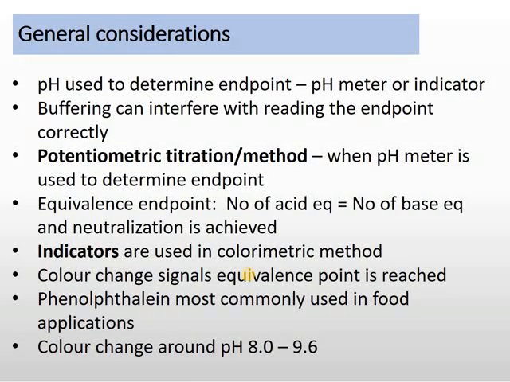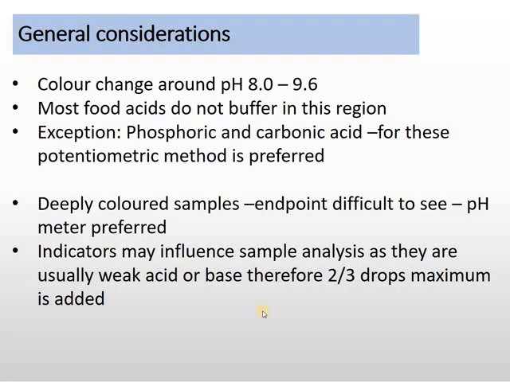Okay, so as I already mentioned, the color change will be around pH 8 to 9.6, and if you have buffers in the product, you might have a problem with reading the endpoint. Remember, buffers don't allow change in pH, so you keep on adding and adding, meanwhile the pH is not changing only because there's buffer in there, and then you actually get wrong results. The color change takes place between 8 and 9.6, and as I already mentioned, most food acids do not buffer in this region.